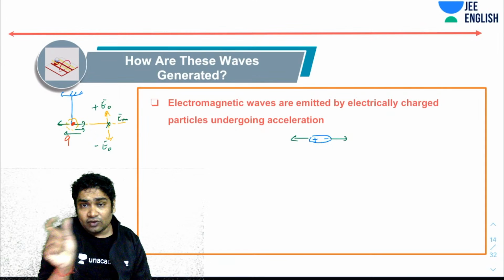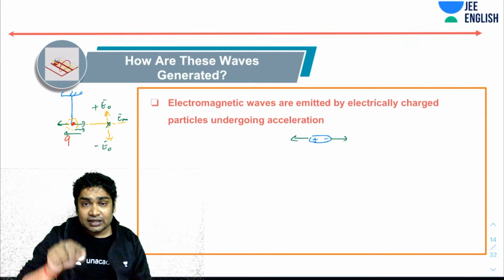So such an oscillation of any charged particle would produce variations in the electric field in space.